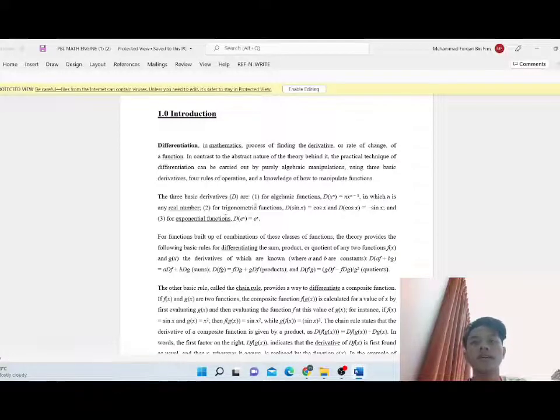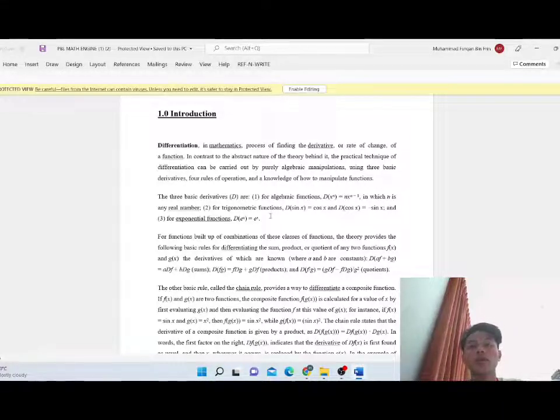The second derivative is the trigonometric function, which is d(sin x) equal to cos x, or d(cos x) equal to negative sin x. And the last one for derivatives is the exponential function, which is d(e^x) equal to e^x.